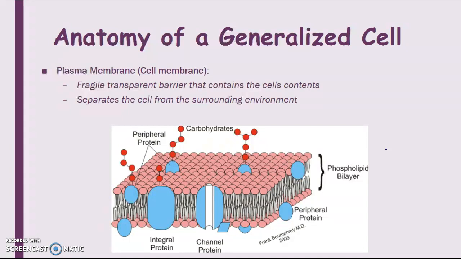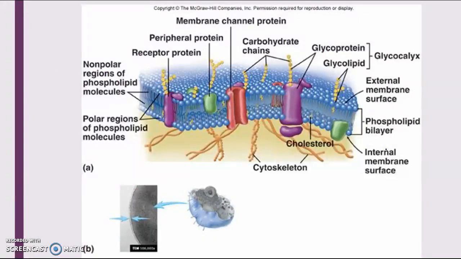Next is the plasma membrane. The plasma membrane is your cell membrane, so it surrounds every single cell in your body and separates the cell from the outside environment. This is an overall picture of your cell membrane. A lot of times when people think of the cell membrane, they just think of this phospholipid bilayer, which are lipids coming together to form the cell membrane. But it's a lot more than that. Your cell membrane is extremely complex with a bunch of different carbohydrates and proteins running through it to allow things in and out of your cell.